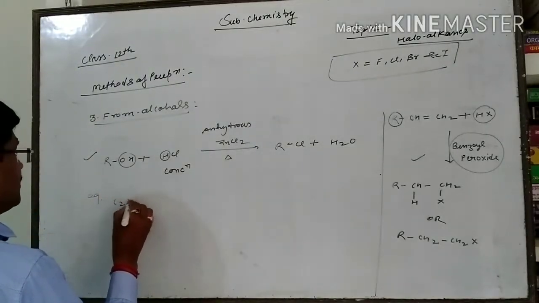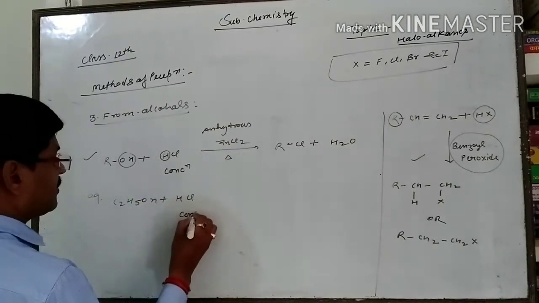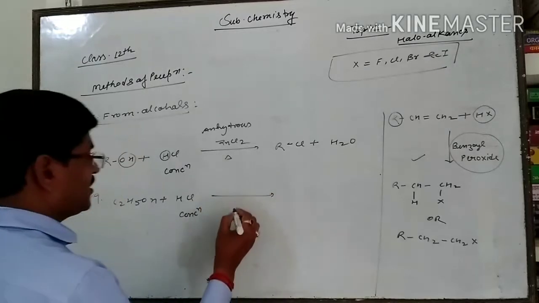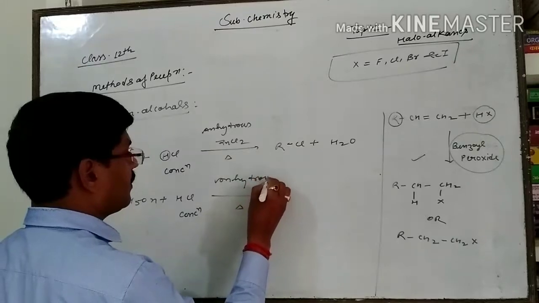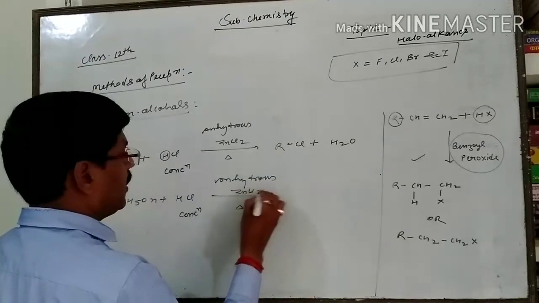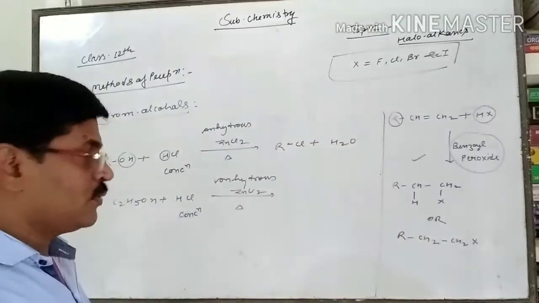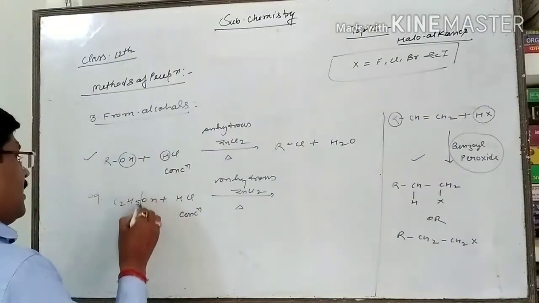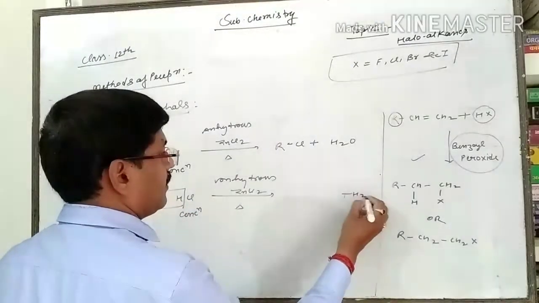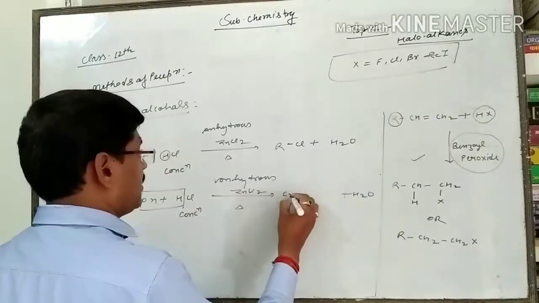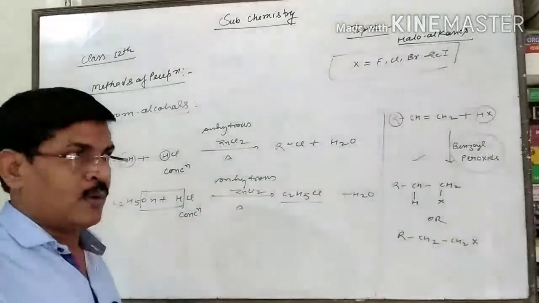Suppose I have taken C2H5OH plus concentrated HCl. Once again, same condition, anhydrous ZnCl2. Anhydrous means without water. This one is the dehydrating agent, so it absorbs water from there. And as I am saying here, it will give C2H5Cl with formation of water.